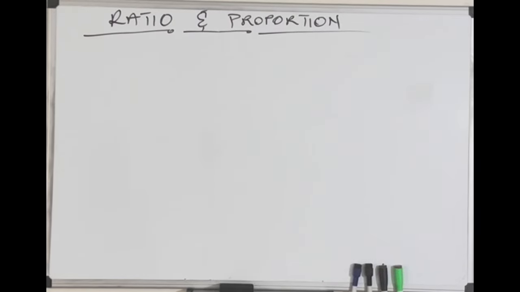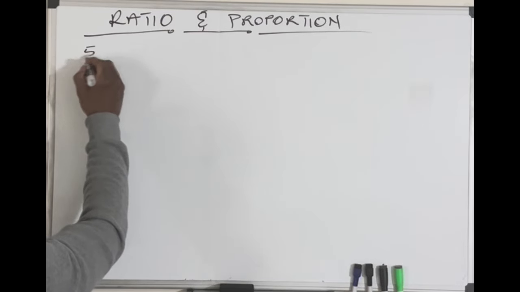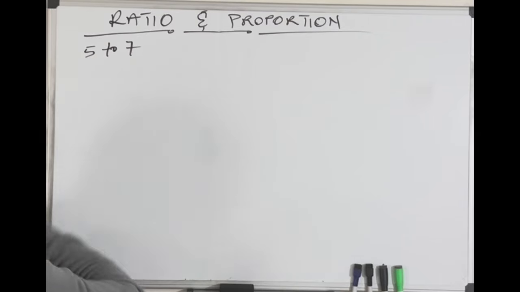So, ratio and proportion. A ratio compares things. The things may be numbers, masses, amounts of money. For example, if we have 5 boys and 7 girls in a class, then we say that the ratio of boys to girls is 5 to 7. That's how we write it.